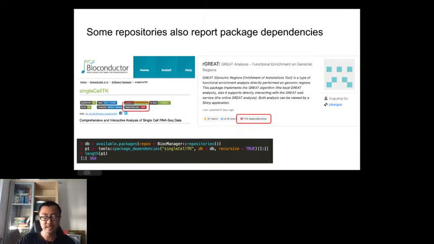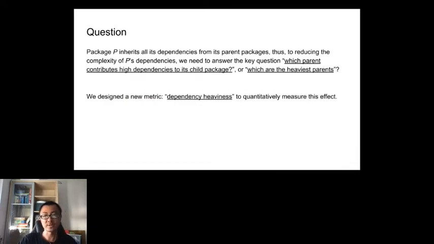Now a package may have several parent packages. Some parent packages bring a very small number of dependency packages, and some may bring a lot of additional dependency packages. Now we want to ask the question: which parent packages contribute high dependency to package P, or what are the heaviest parent packages of package P? To answer these questions, we designed a new metric called dependency heaviness to quantitatively measure how heavy a parent package is.